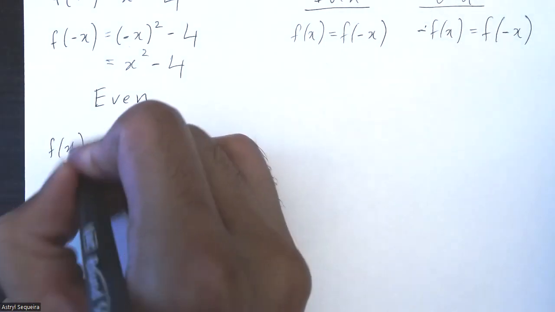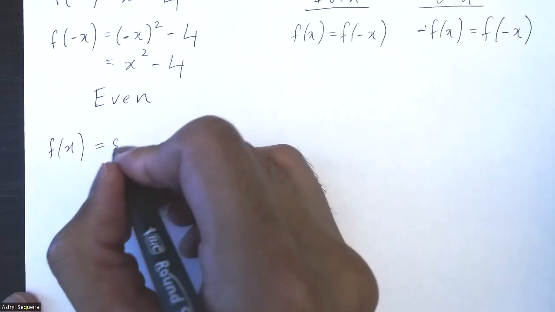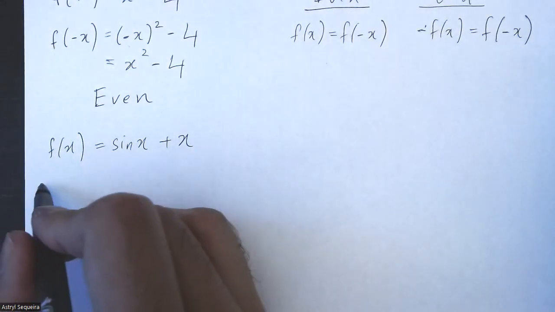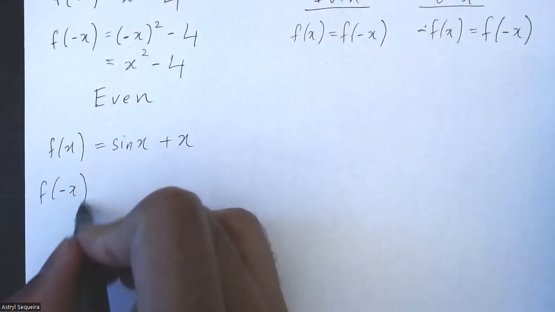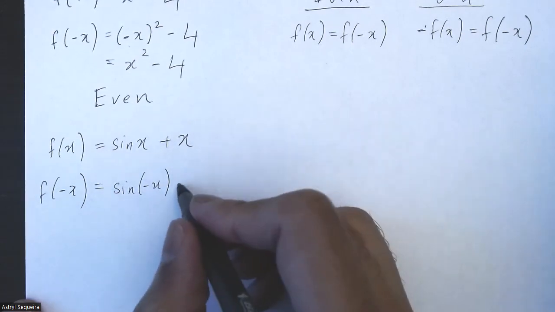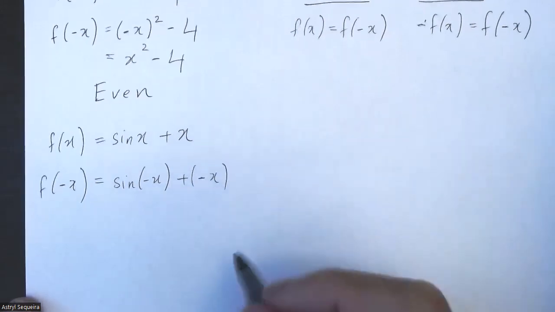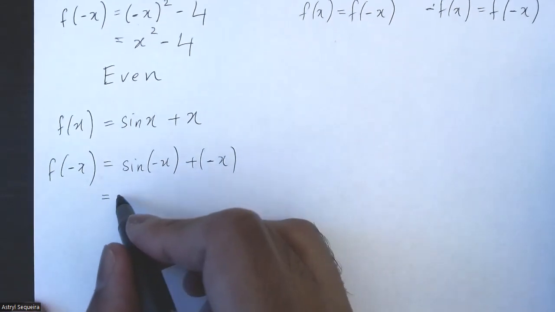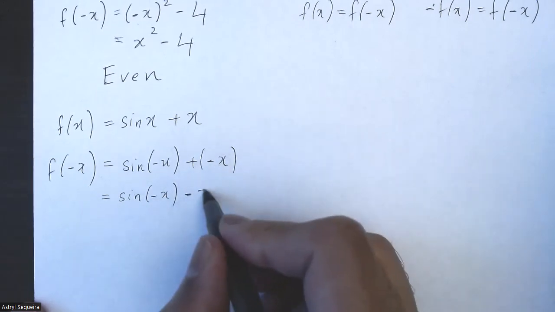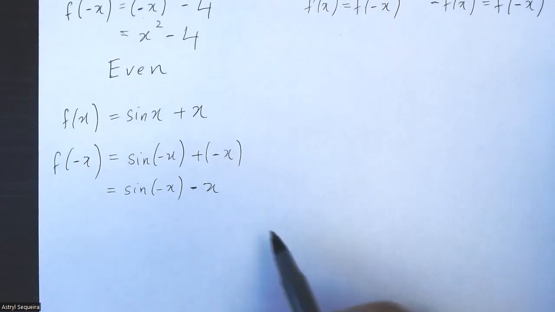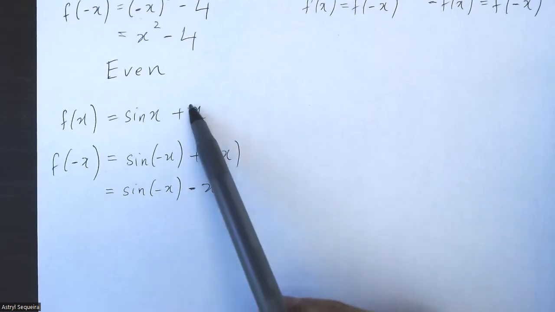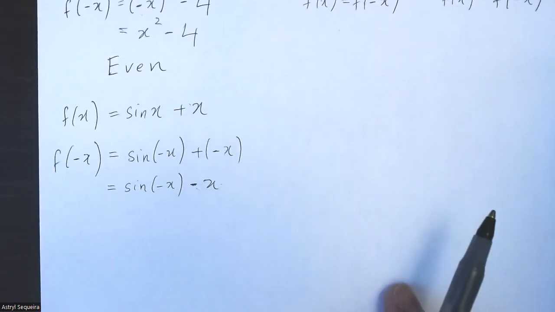We have f of x equals sine x plus x. So let's start with f of negative x again to test if it's even. So this is sine of negative x plus negative x. And we can simplify this a bit. So sine of negative x, positive and negative just gives me minus x. So this is definitely not even because these two functions are not the same. This is a plus x, this is a minus x. Pretty easy to tell they're different.